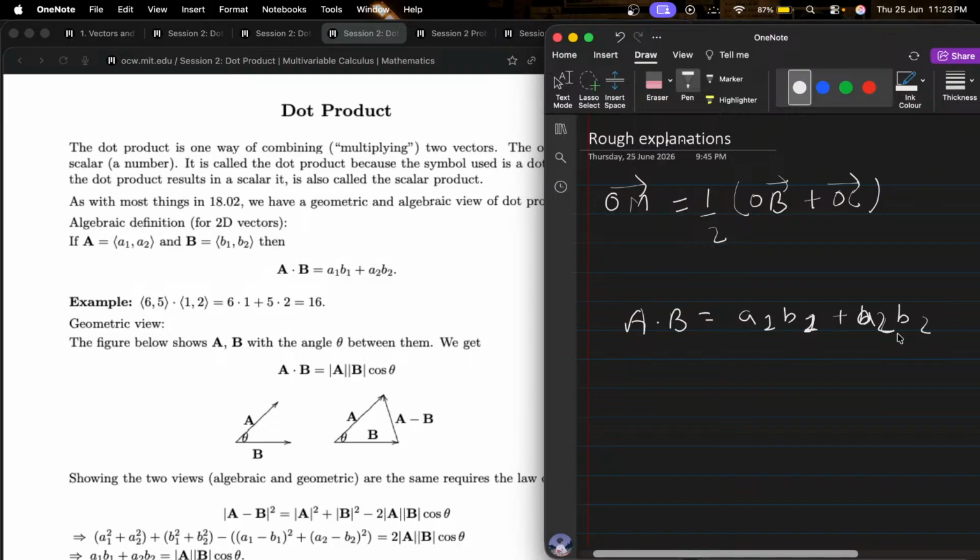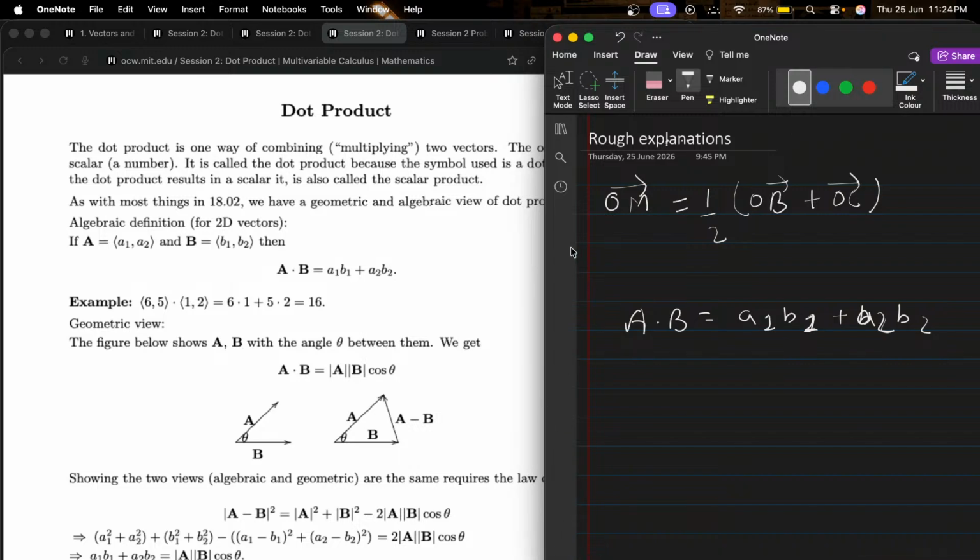So 6 plus 1 is 7 and 5 plus 2 is 7. Wait a minute, 7 and 7 should be 14. What am I doing wrong? It's 6 times 1. I just added it. We have to multiply it. Okay, it's a silly mistake of mine.